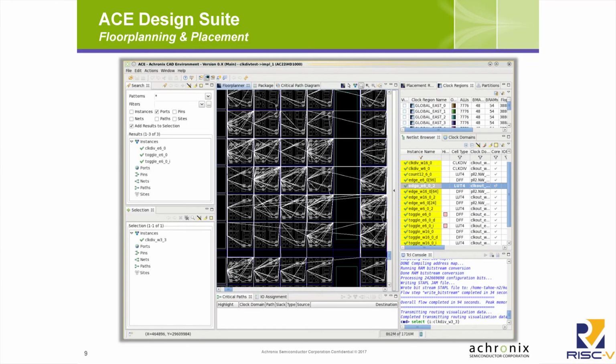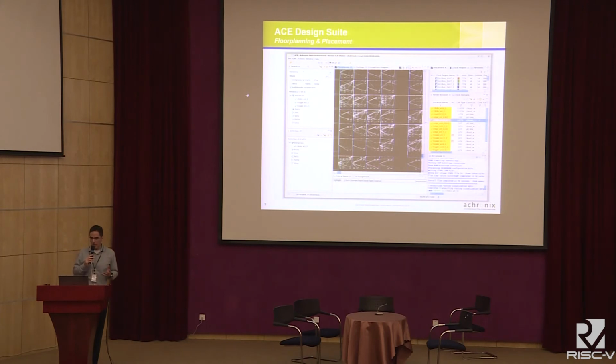The next screenshot is from our floor planning and placement perspective. You can see here in the center the floor planner view. We actually have a zoomed in view of one of our programmable logic cores. Each of those squares or rectangles represents one reconfigurable logic block with 12 lookup tables. And you'll notice a lot of thin white lines running all over the place. That's essentially our routing interconnect. As a tool, obviously a floor planner view like this is great for debug, but we also do provide capability for ECOs.